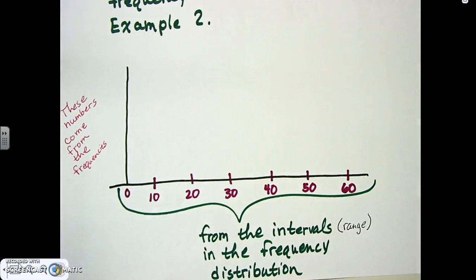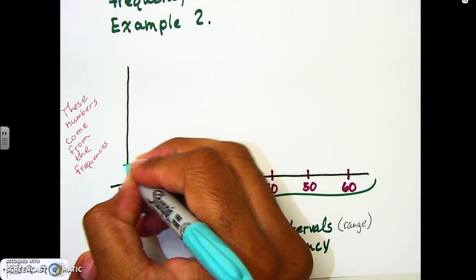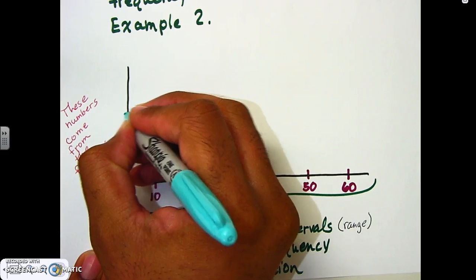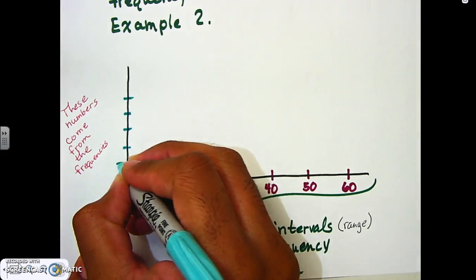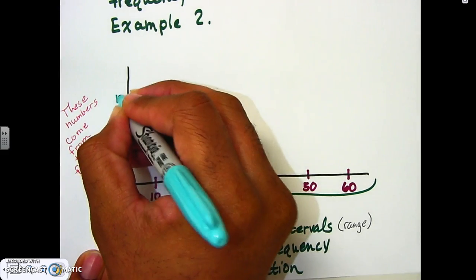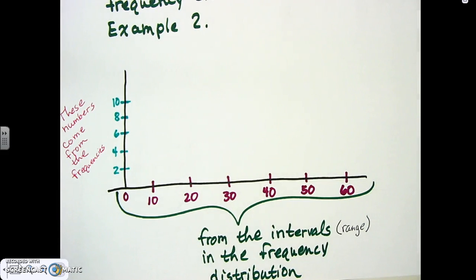All right, now when it comes to your frequencies over here, that's up to you how you do it. You can go by tens, you can go by twos, you can go by ones. It's all up to you. I'm going to go by twos because I just like going by twos. That helps out because it goes a little bit faster.